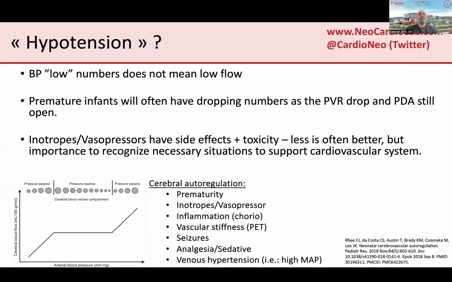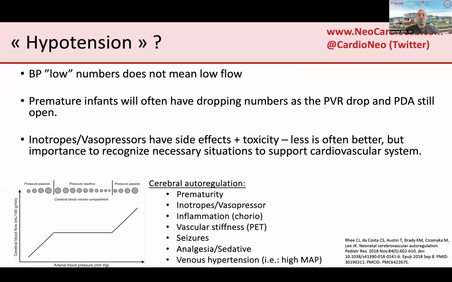And so what is exactly hypotension? It's what we would call a low or tension blood pressure. But as I said, it doesn't mean necessarily low flow. And premature babies will often have dropping numbers as the PVR will drop and the PDA is still open, just because of the relationship between the two compartments and some degree of the steal effect. And more often you'll see this diastolic blood pressure fall with a bit of systolic upstroke and some degree of mean blood pressure that starts decreasing too.